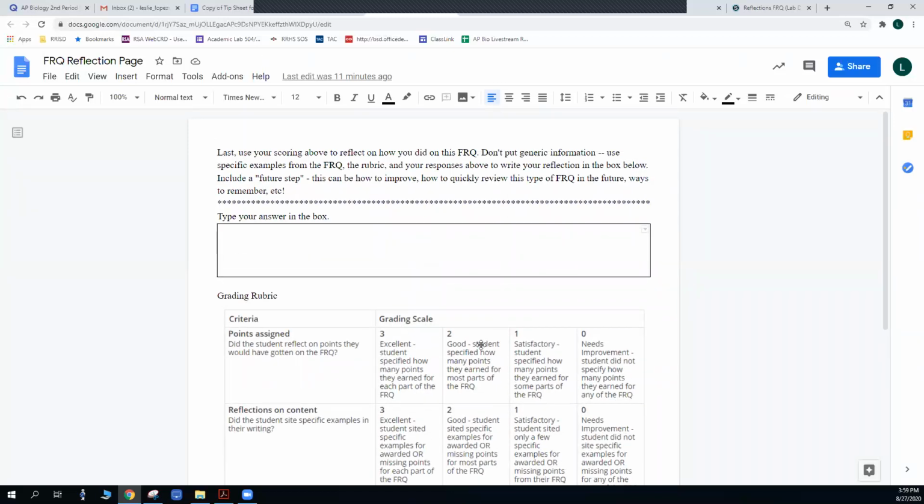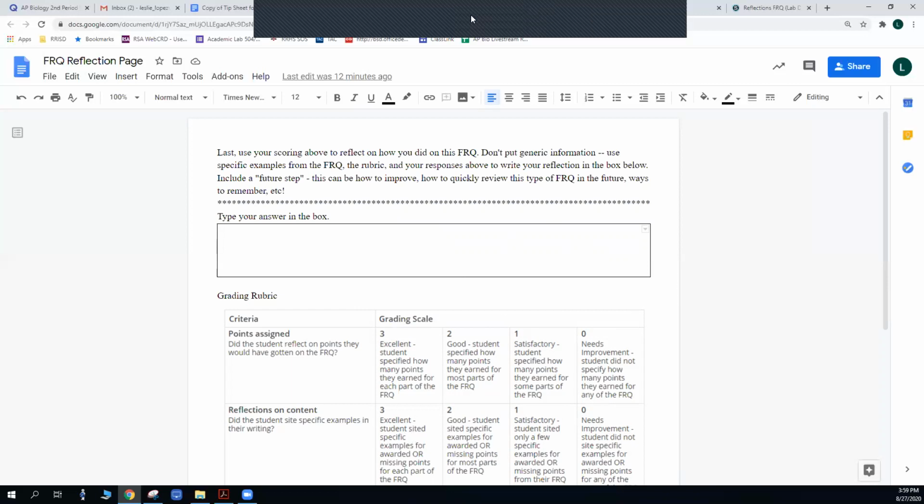It's going to be available either on Schoology or just scroll down on the sheet and you'll have it. You'll have that exact same grading rubric that we are going to use to grade your exam or your FRQ, sorry.